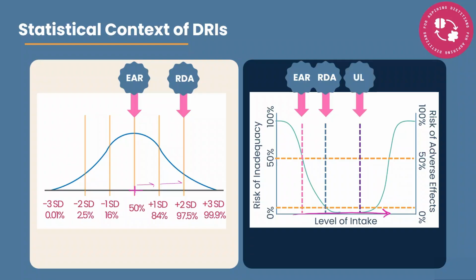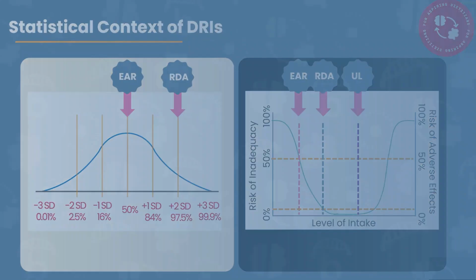This is the highest daily intake unlikely to cause harmful effects. Beyond the UL, risk of toxicity or adverse outcomes increases. Adequate intake, or AI, is different because AI is used when there's not enough evidence to establish an EAR or RDA. Because it's not statistically derived, it doesn't fit neatly on the bell curve.